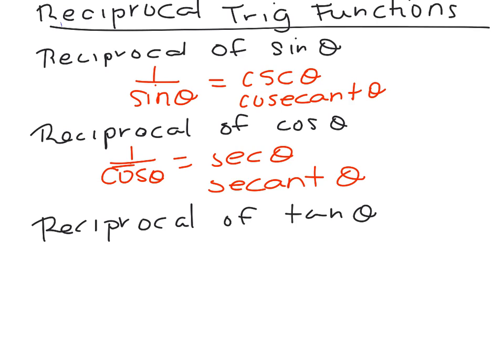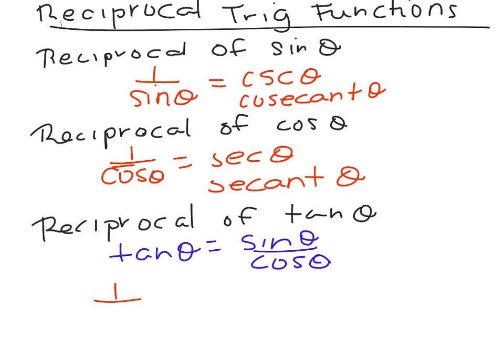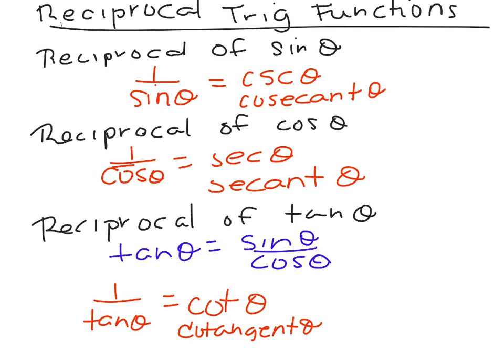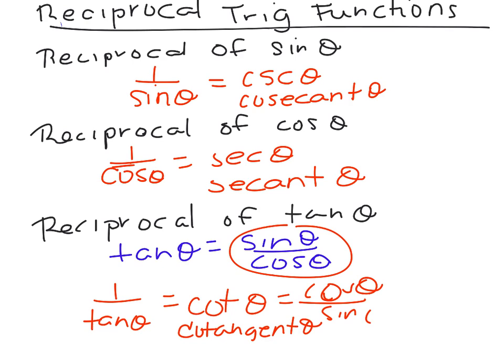And the reciprocal of tan theta. Now remember, tan theta is equal to sine over cosine theta. So the reciprocal of tangent would be 1 over tan theta, which we call cotangent theta. So that would mean that cotangent theta would be the reciprocal of this, which would be cosine theta over sine theta. So you have to know all these identities.